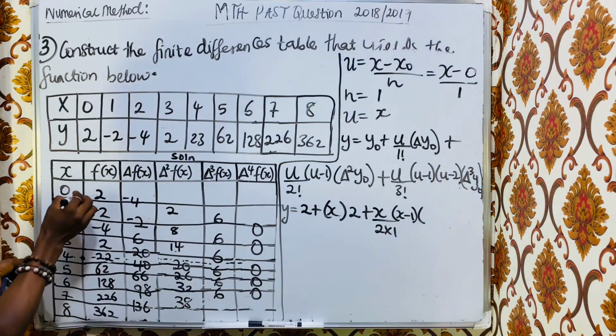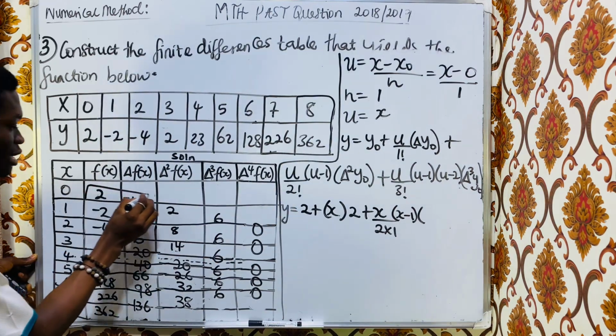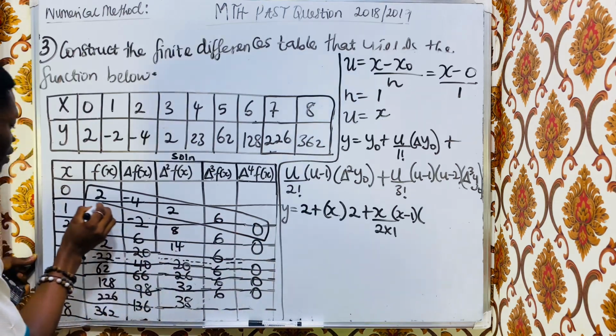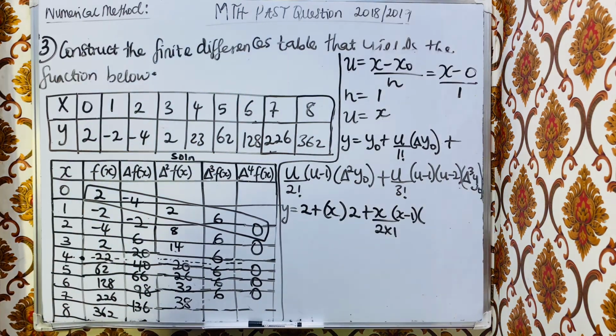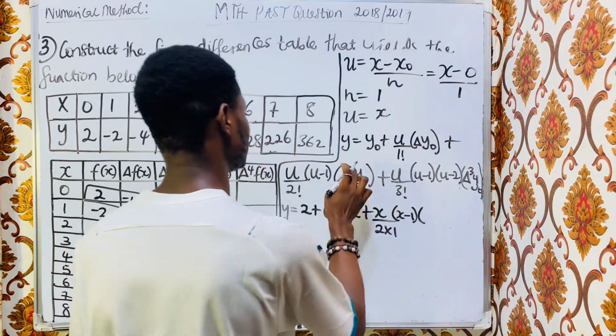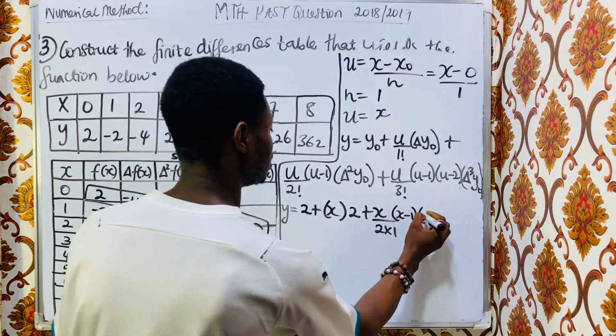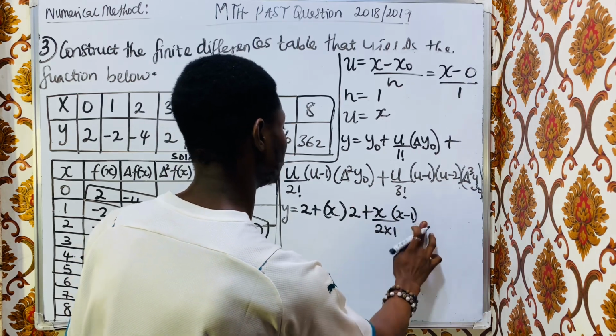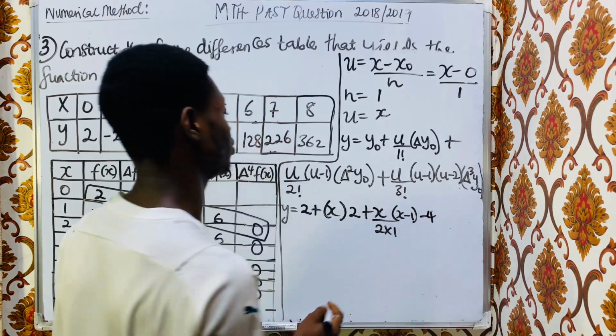See the value we are going to use to interpolate. This first value is here. This is what we are going to use to interpolate. So what is delta squared y naught? Okay, delta squared y naught is -4, right? So we have -4.